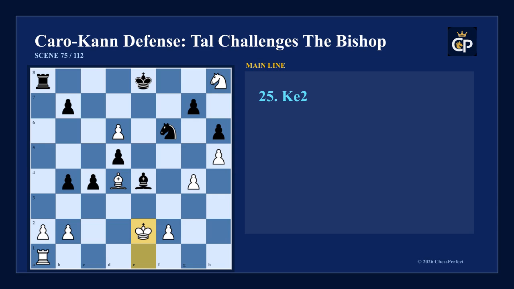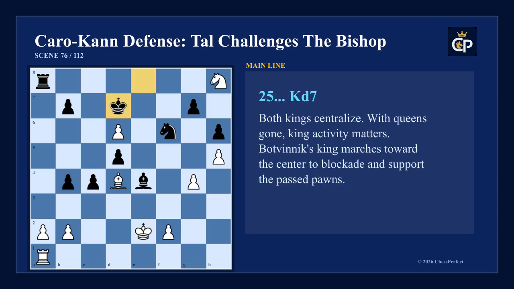King e2. King d7. Both kings centralize. With queens gone, king activity matters. Botvinnik's king marches toward the center to blockade and support the passed pawns.